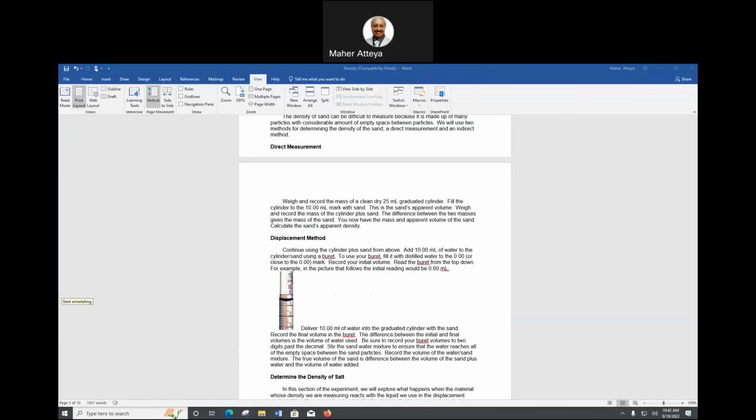So you weigh this one empty. You might not have done this, because you know the mass of it in the beginning. Empty, and then you fill it up to 10 mils, correct? Now you will add to it. So you take the reading. You know this: you added 10 mils, but that's not the true volume.